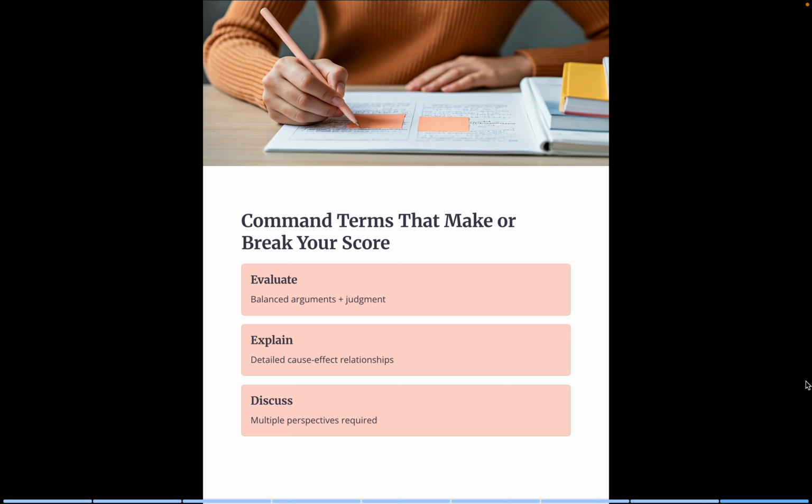Take a few examples, like evaluate. If evaluate is the command term, it is important to give balanced arguments plus judgments. Sometimes students just describe it, and then they won't get marks. Similarly, if the command term is explain, they are supposed to write the reasons. And if the command term is discuss, they have to provide multiple perspectives. This is how they have to understand the command terms and write answers accordingly.